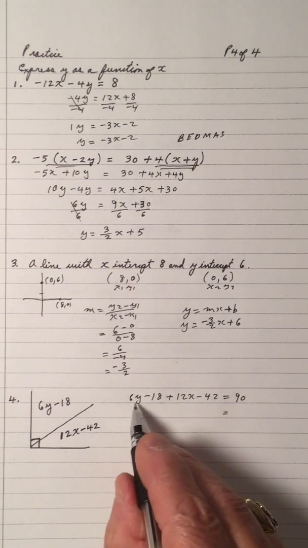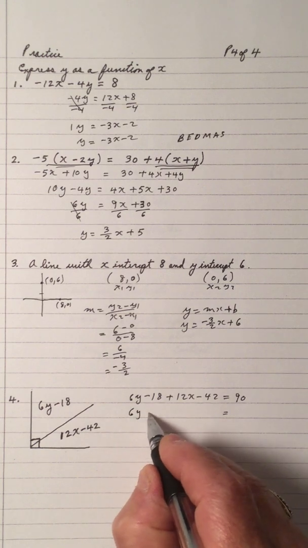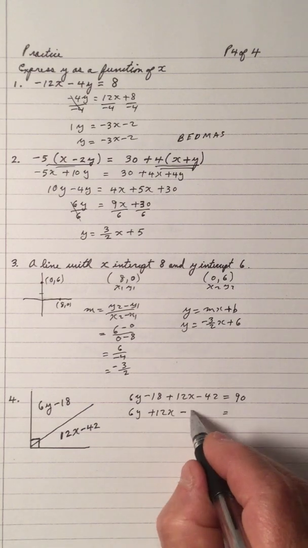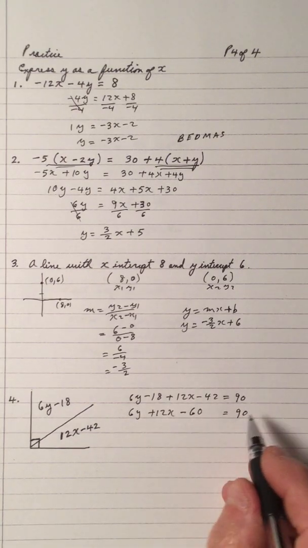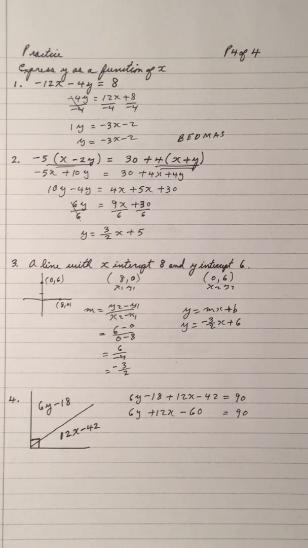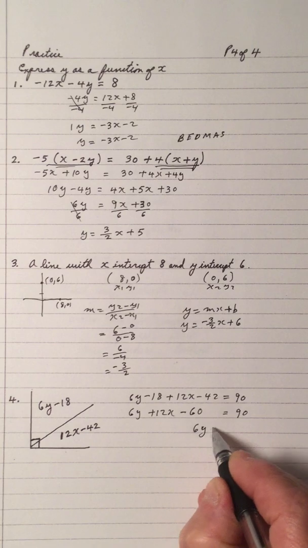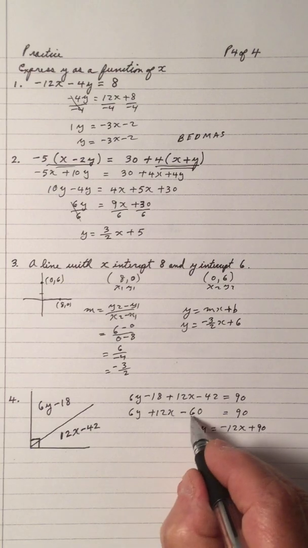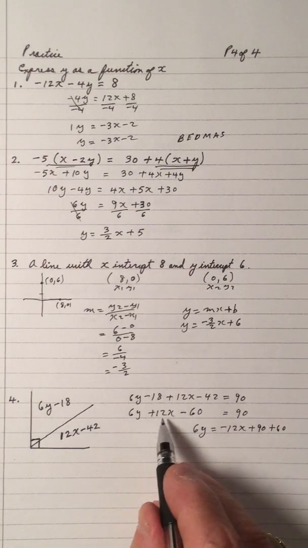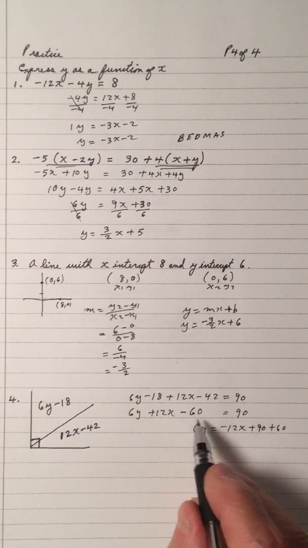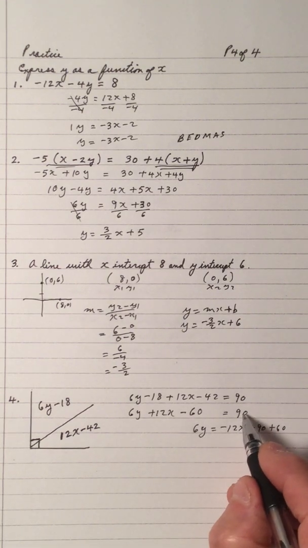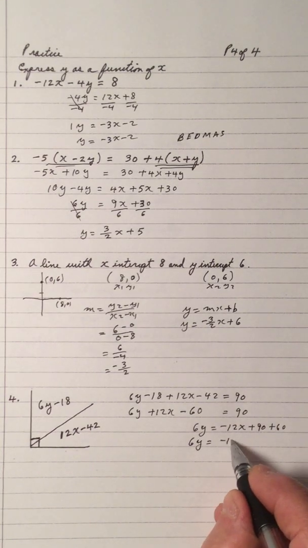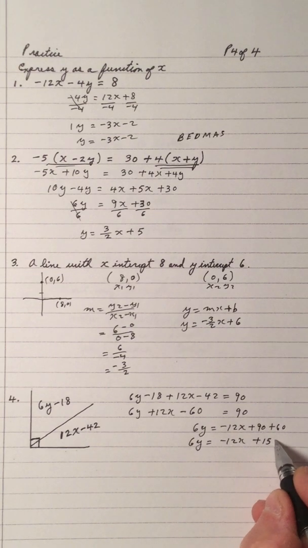And we simplify the left side, so 6y plus 12x minus 18 minus 42 is negative 60. So that's done. So now I'll transpose, I'm solving for y. So 6y equals negative 12x plus 90 plus 60. So the 12x moves over to become negative. The negative 60 moves over to the right to become positive. The 90 never moves, so it stays positive. We simplify the right side, and that gives us a plus 150.